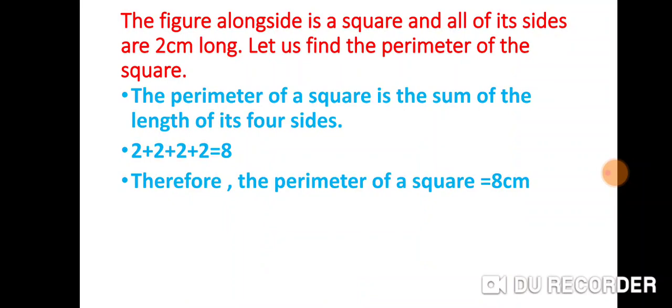Let us find the perimeter of the square. So once again, we write down the formula of the perimeter of a square. The perimeter of a square is the sum of the length of all its four sides. That means 2 plus 2 plus 2 plus 2. That is 2 plus 2 gives us the answer 4. 4 plus 2 gives us the answer 6. And 6 plus 2 gives us the answer 8. Therefore, the perimeter of the square is 8 centimeters.